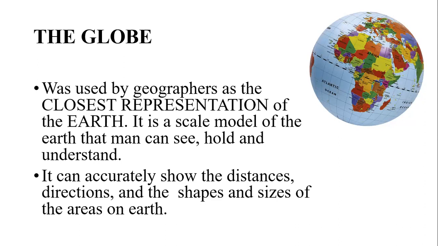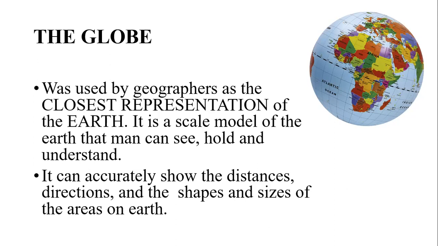The globe is the earliest extant terrestrial globe, made in 1492 by Martin Behem, a German mapmaker and merchant, with help from the painter George Glockendon. He called this globe the numbered terrestrial globe, now known as the Erdapfel. The globe was used by geographers as the closest representation of the Earth.